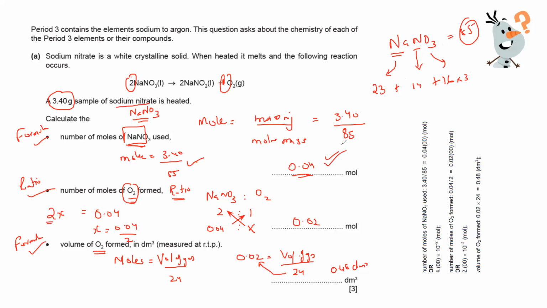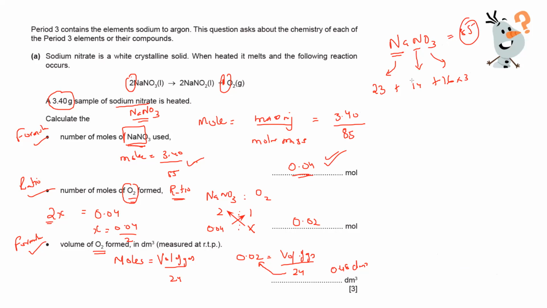You will get the moles of sodium nitrate. Then to get the moles of oxygen, because we don't have complete information about oxygen, whenever you don't have complete information, you use the equation. According to the equation the ratio between sodium nitrate and oxygen is 2:1. So if we have 0.04, then x moles of oxygen will be there. We cross multiply, so 2x is equal to 0.04, so x is equal to 0.02. So we got the moles of oxygen.